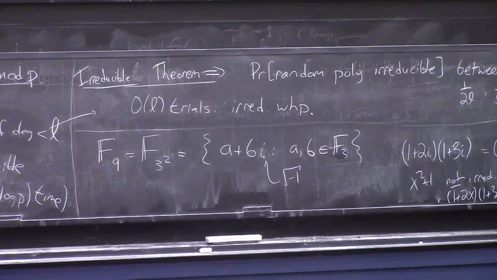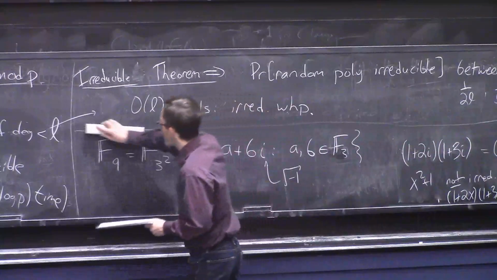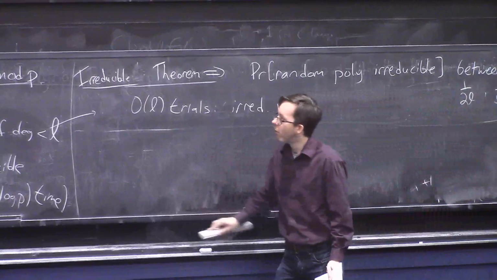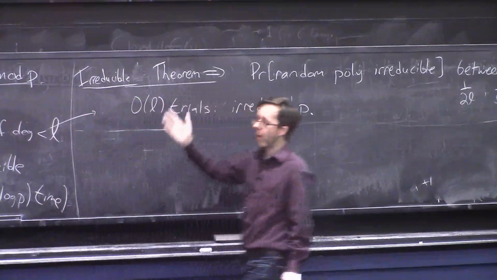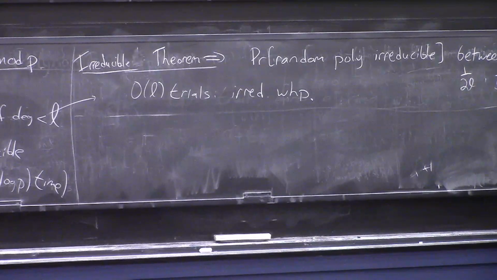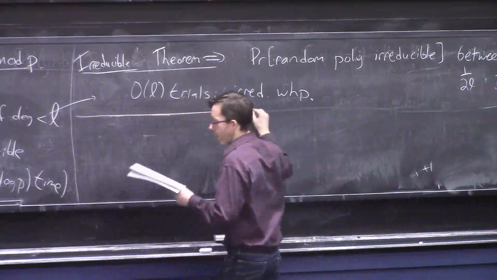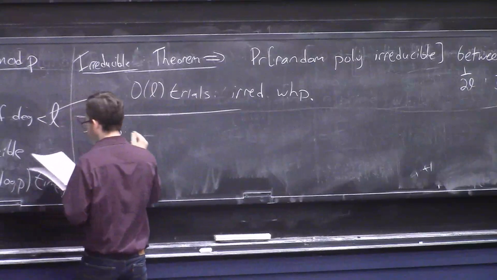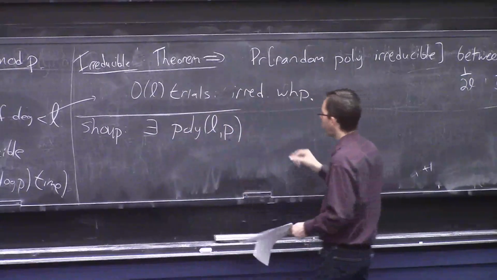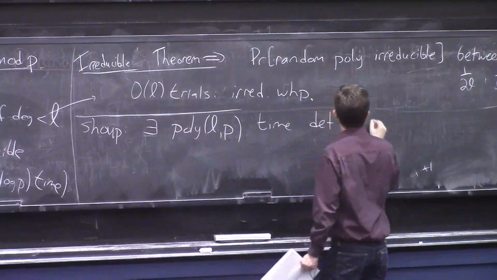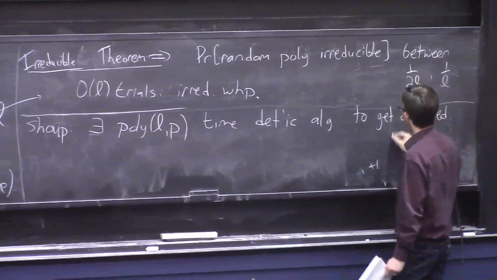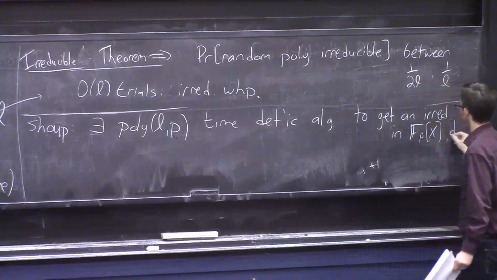So that's great. But it's actually even better because, okay, it's again true that there's no known efficient deterministic algorithm for finding a degree L irreducible mod a prime. There's an efficient randomized algorithm. But there is an efficient deterministic algorithm. Well, it's efficient as a function of L, but not as a function of P. But that's often good enough. So this is the theorem of Shoup. There exists a poly in L and P, not log P, but just P, time deterministic algorithm to get an irreducible in FP[x] of degree L.